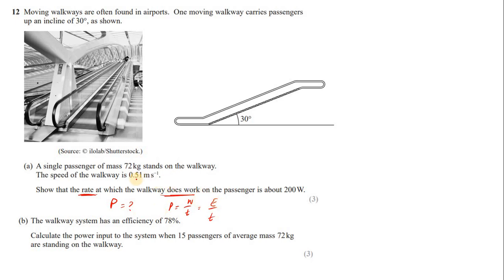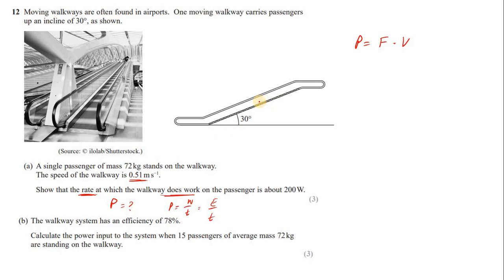But because the speed is given as 0.51 m s^-1, and the walkway is going upward, the force acting on the passenger is the weight. So we can use P is equal to force times v. But here is the key point about force. Remember, this is an inclined plane situation.